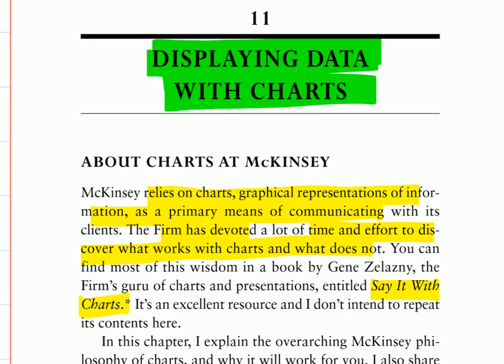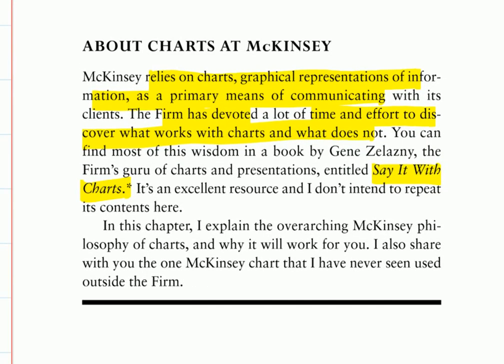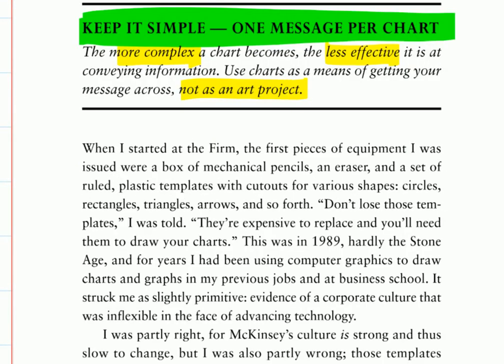So the author says that the firm relies on charts and graphical representations of information as a primary means of communication. And McKinsey over time has spent a lot of time and effort to discover what works with charts and what doesn't. And most of this wisdom comes from a book, Say It with Charts. So the first part of the chapter talks about keeping it simple. He says that there should be one message per chart. The more the complexity of the chart, the lesser the effectiveness of the chart. Also, he says that it is not an art project. You should just focus on conveying the information, not focus too much on the art.